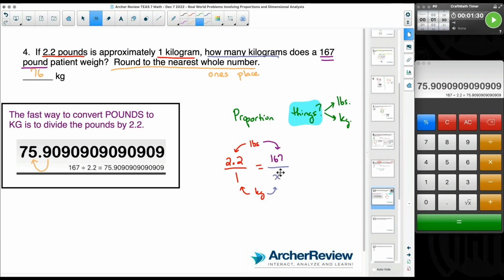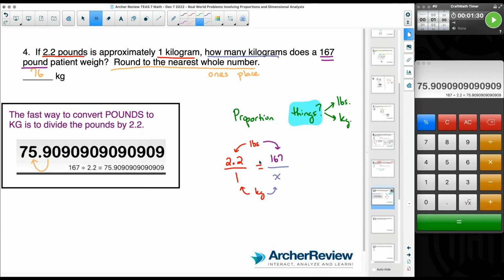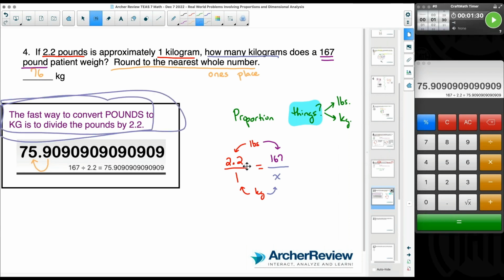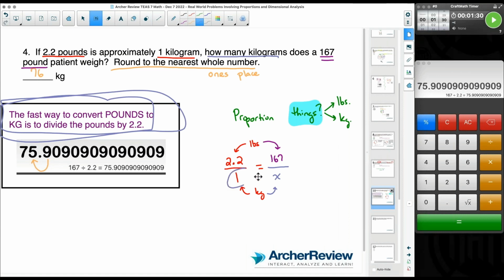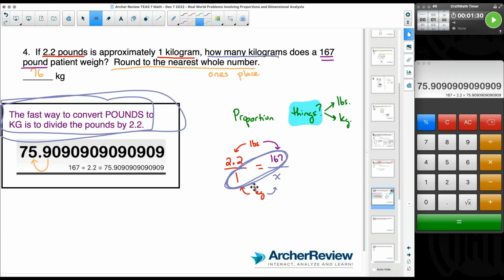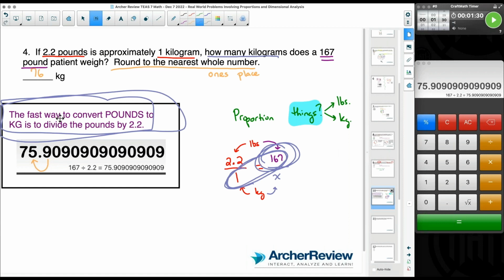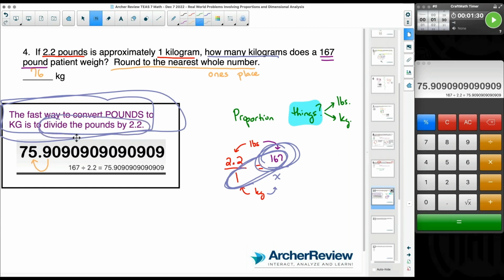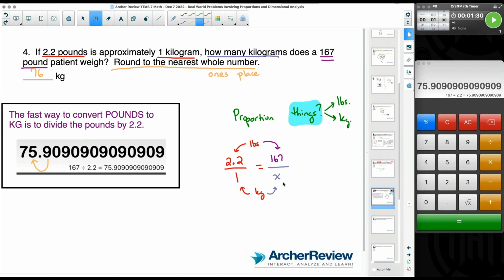And if you look at this, all you're doing is the fast way. Look, if you multiply these together, aren't you still going to get 167? So that is your pounds. What are you going to do to those pounds? You're going to divide by 2.2. The fast way is the proportion, except we're not writing the proportion down. I hope y'all see how essentially the fast way is the proportion though.